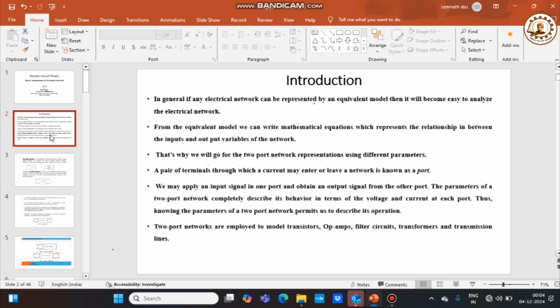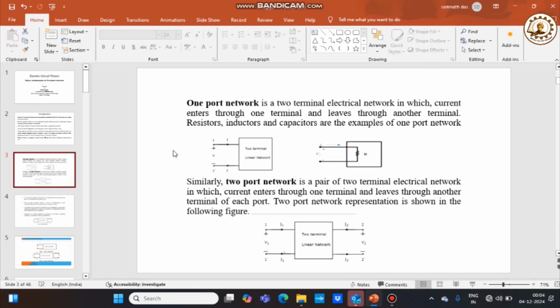What are the different applications where we will find the two-port network representation? Two-port networks are used to model transistors, op-amps, filter circuits, and electrical systems which consist of transformers or transmission lines. Based on the number of ports attached to the network, we can classify the electrical network into two types: one-port network and two-port network.